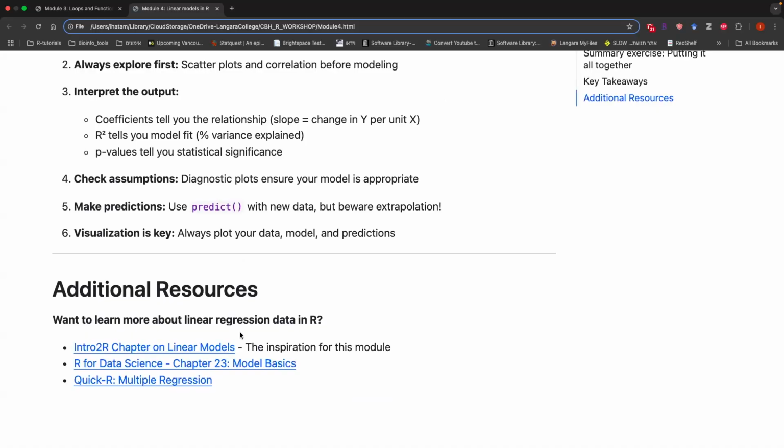If you want additional resources, the intro to R chapter, or sub-chapter, on linear models was the inspiration for this module. Really, really great resource. R for Data Science, chapter 23, talks a lot about the basics, and Quick-R has a good review of multiple regression. Super helpful.